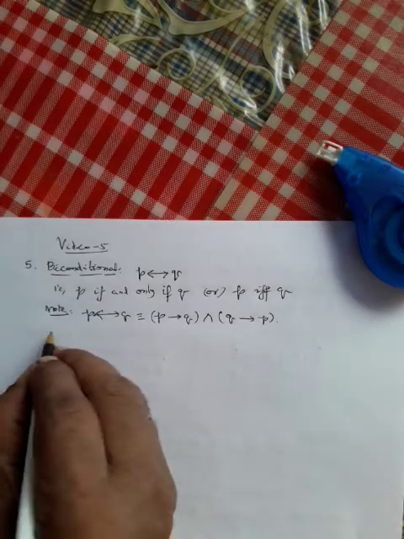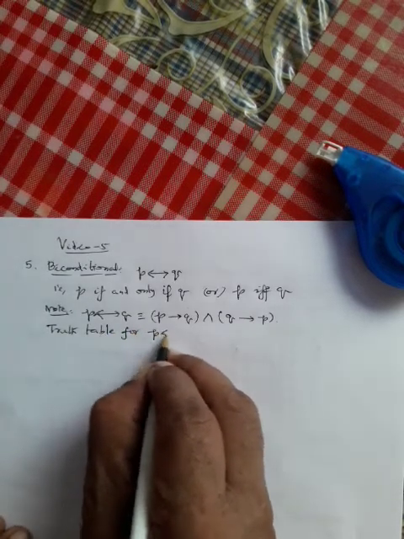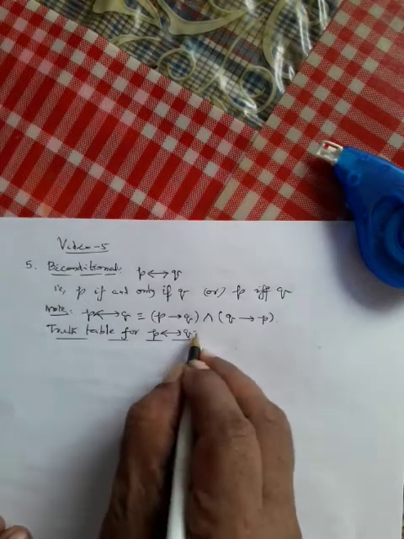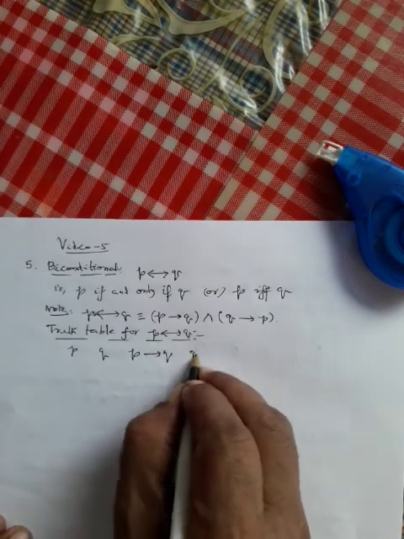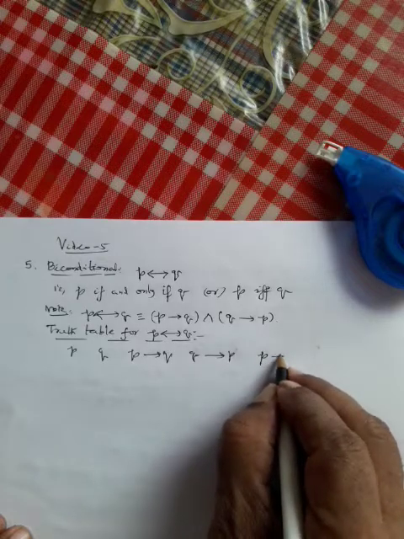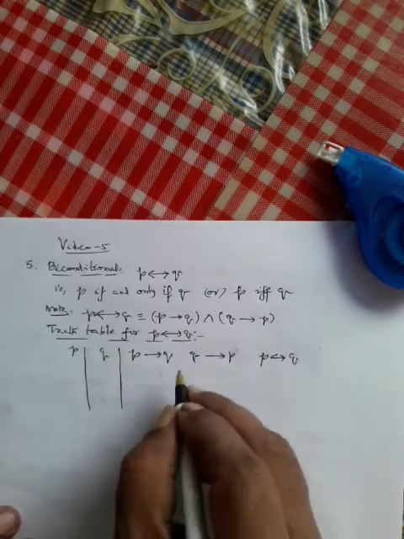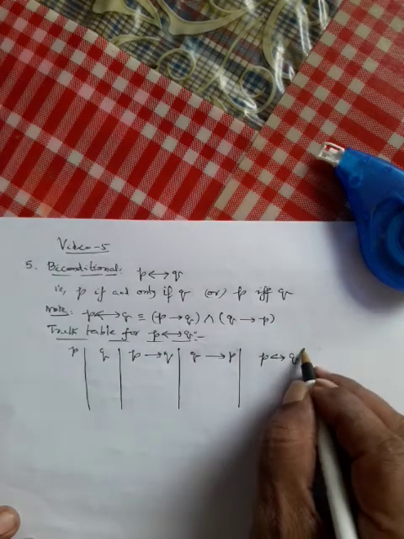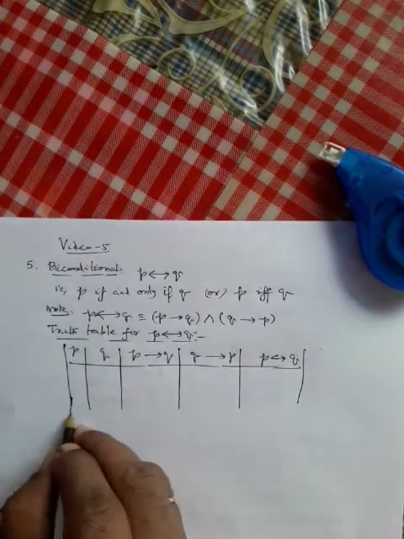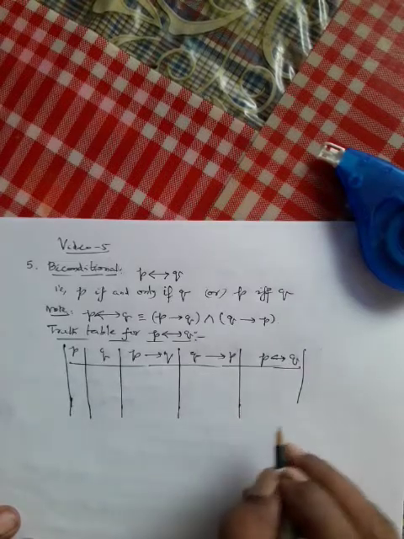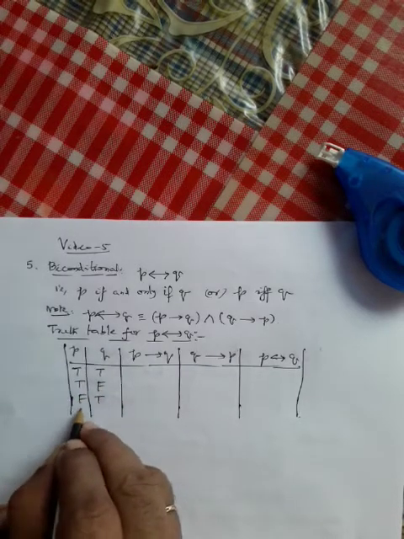The truth value of P biconditional Q. Truth table for P biconditional Q. So this is P, this is Q, then P conditional Q, Q conditional P, then P biconditional Q. We have TT, TF, FT, FF.